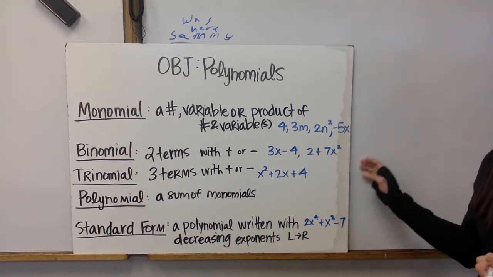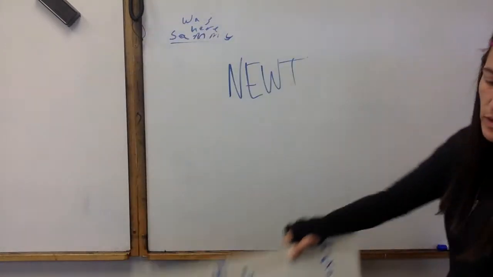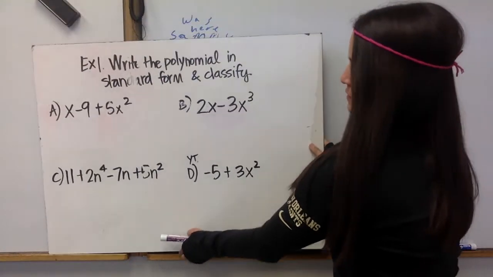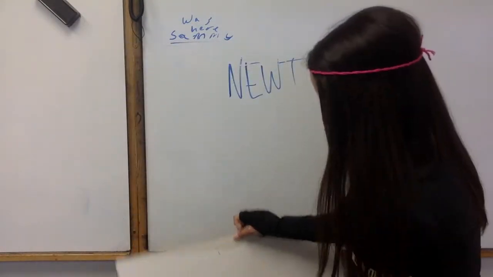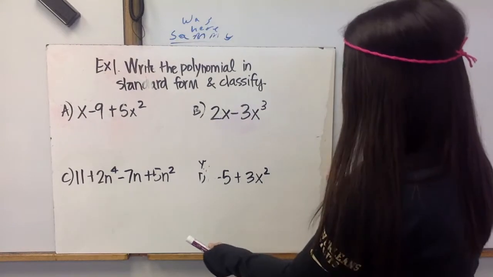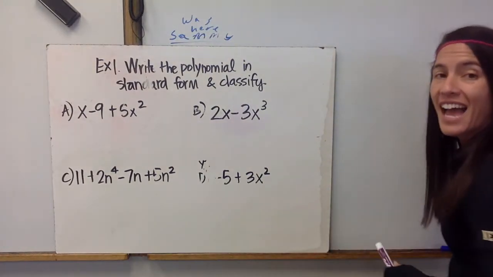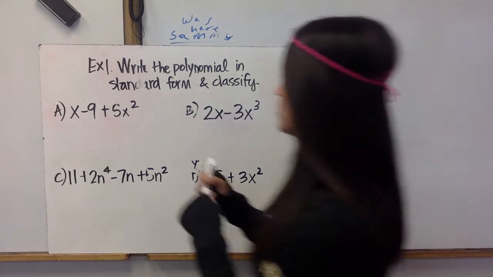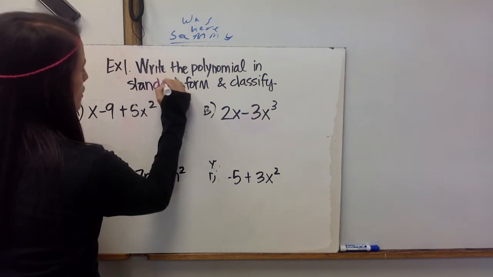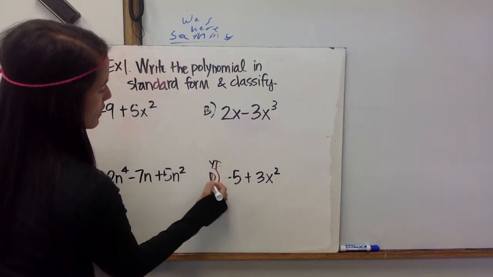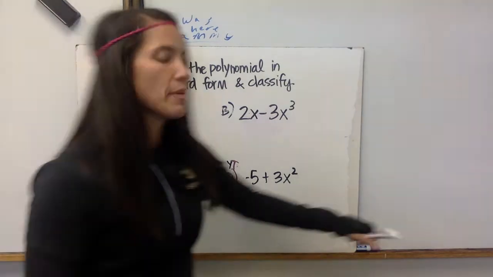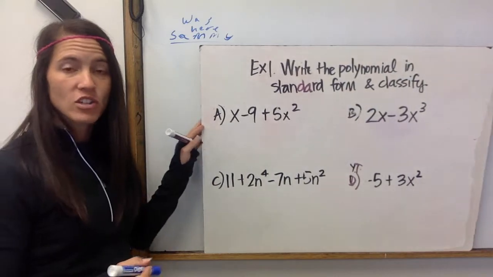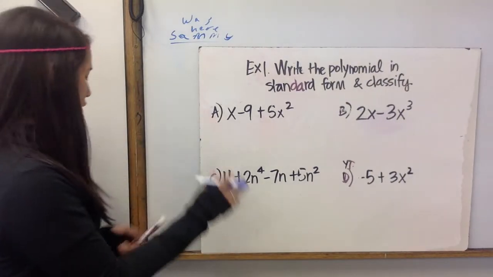All right, so we're going to do some examples with polynomials. Example 1, write the polynomial in standard form and classify. So we need to rearrange the form so the exponents are decreasing as they go from left to right.